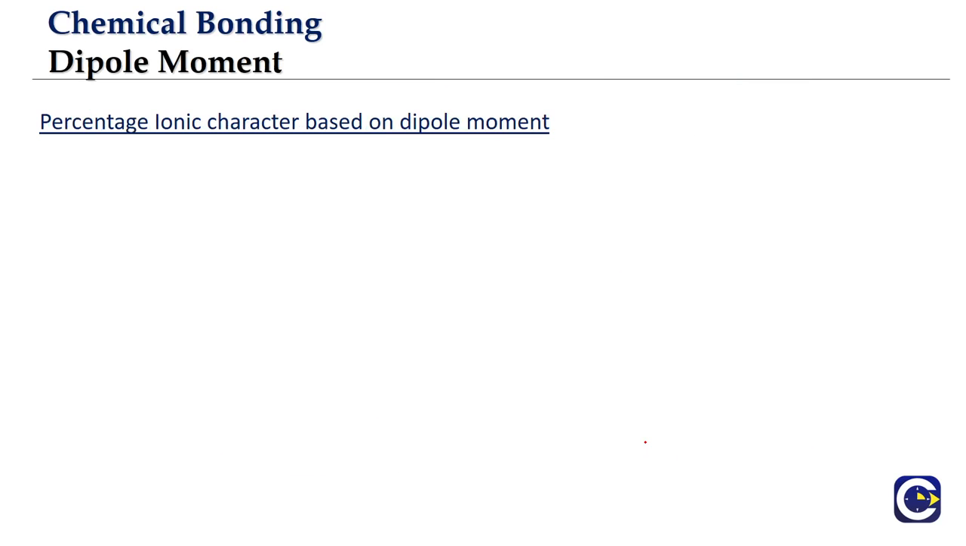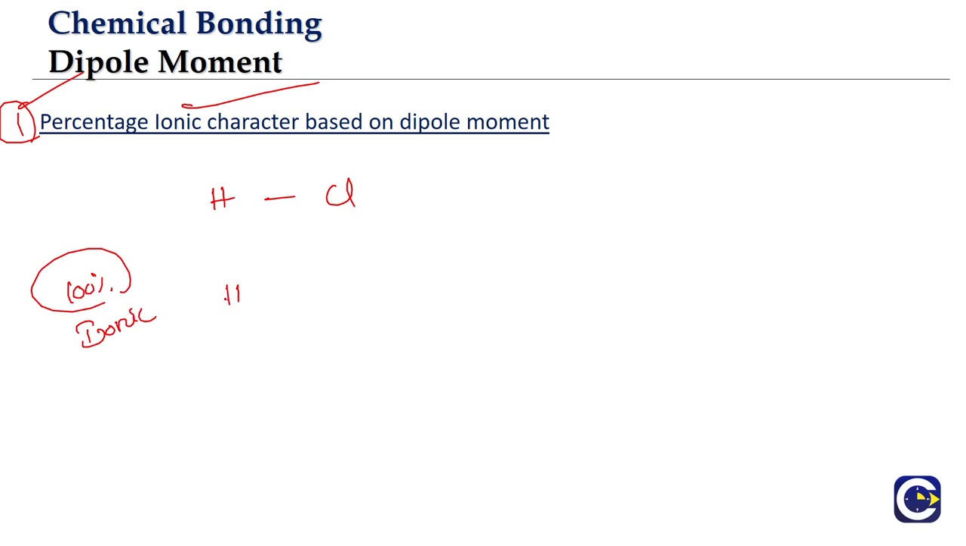Okay, now one of the important applications of this dipole moment is to calculate the percentage ionic character in a given bond. So how are we going to calculate the percentage ionic character? We will start with the HCl example itself. If this bond is 100% ionic, what would happen? This would have become H+, and this would have become what?